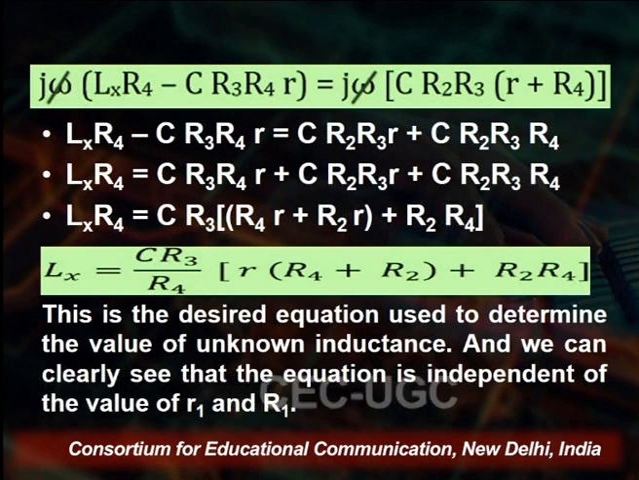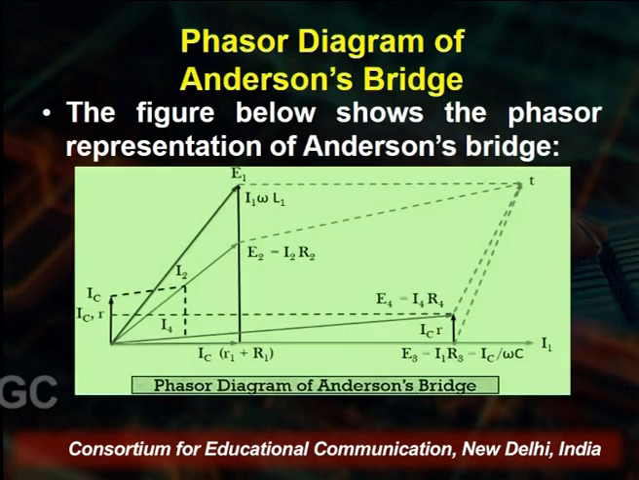there is no small r1 and no capital R1. So, the inductance is independent of the value of small r1 and capital R1. So, this is the equation to measure the unknown inductance.